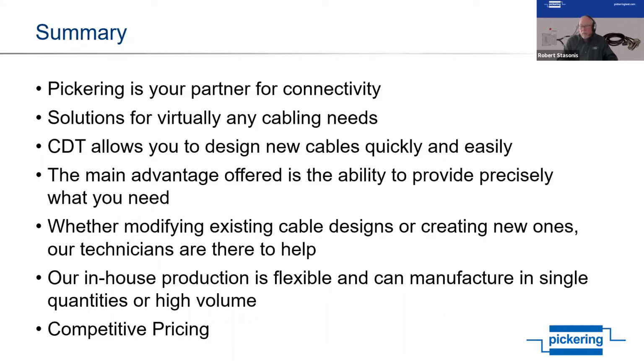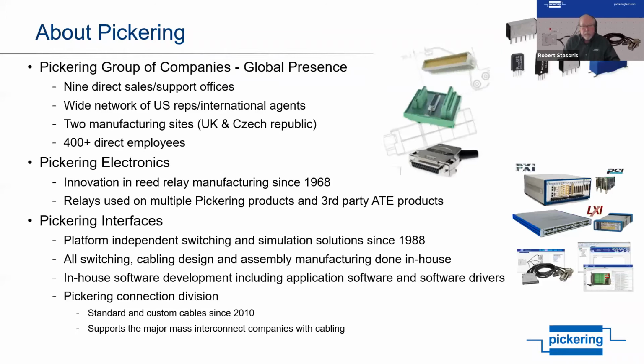Now I'd tell you a little bit more about Pickering Group, because we have more than just cables. Next slide, thank you. Pickering Connect is part of the Pickering group of companies. We have a global presence. We have 9 direct sales support offices in 8 different countries. We have a wide network of reps in North America, international agents abroad, anywhere they're making electronics. And we have 2 factories, one in the UK, one in the Czech Republic. So we definitely have the capability of building what you need in 2 places. There's over 400 of us doing this now, and we've been doing it for the last 50+ years.